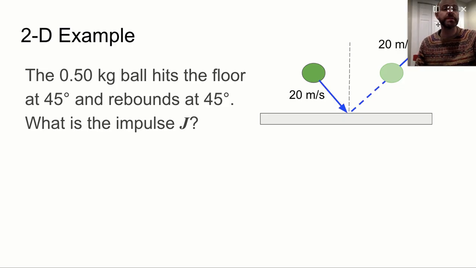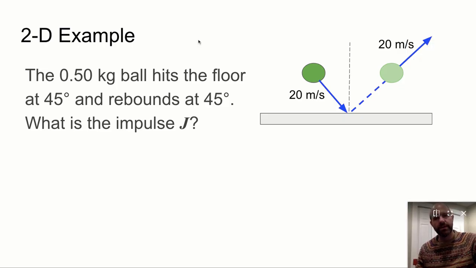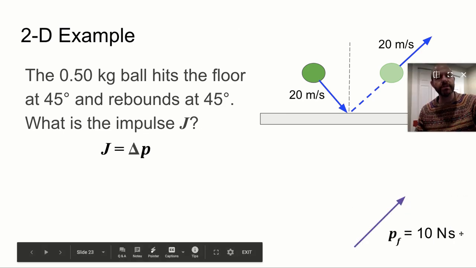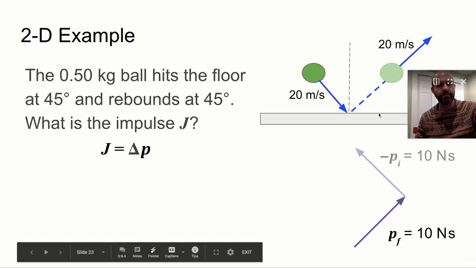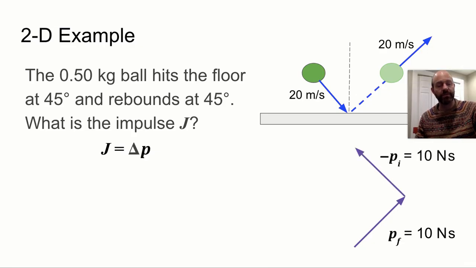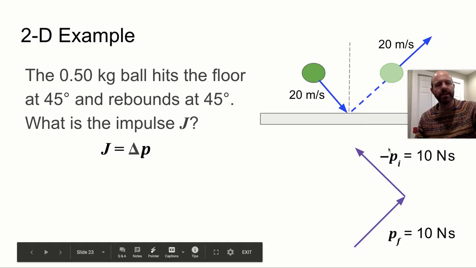This works in 2 dimensions as well. We just need to break it apart, right? So we have 20 meters per second. This is a perfect collision, right? You still have all of your speed after it. But what we need to do is think about the final momentum and the initial momentum, or the negative of it. If we subtract the initial from the final, we find that the impulse was straight up, right?